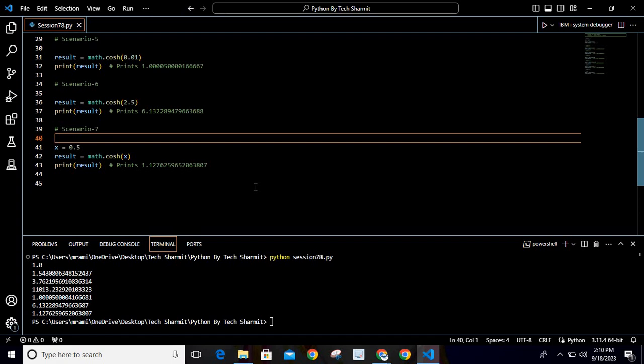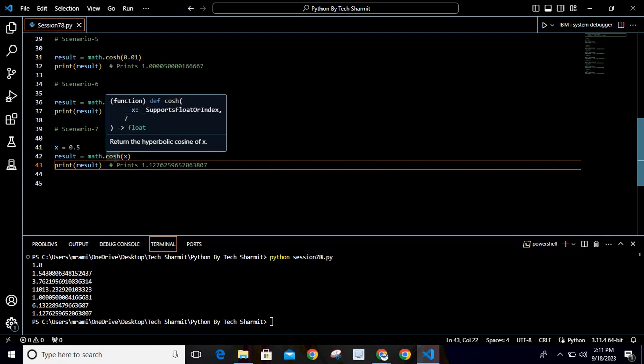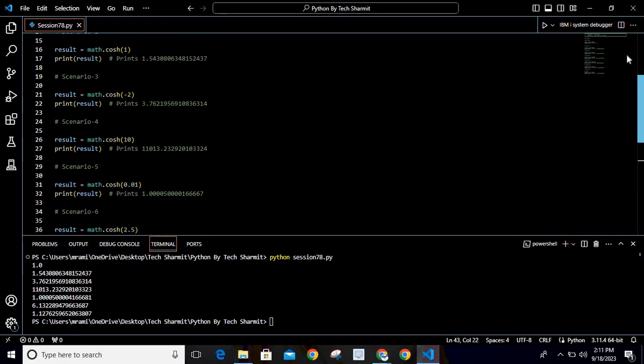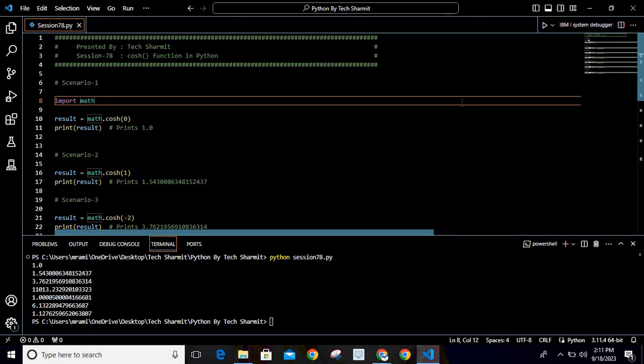Now look at the seventh scenario. In the seventh scenario, we are passing a variable in the parameter. So instead of passing a direct value, we are using this x variable, and I have stored 0.5 in this variable. When we pass it into this cosh function and calculate for this x variable, the output would be 1.127 something. Okay. So yeah, these are some possible scenarios through which we can understand the cosh function.